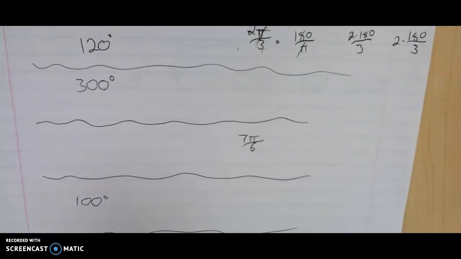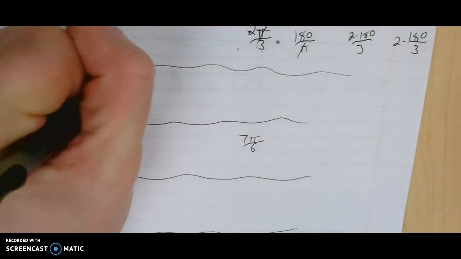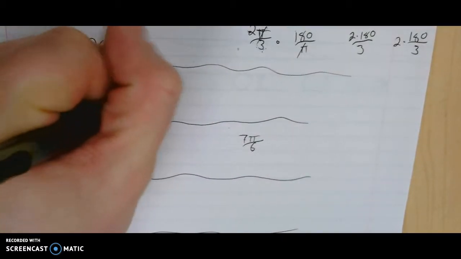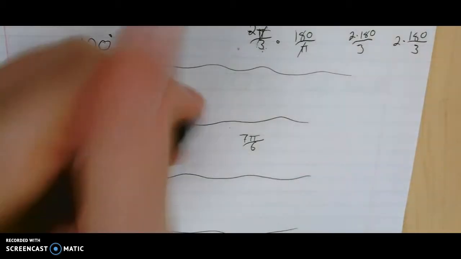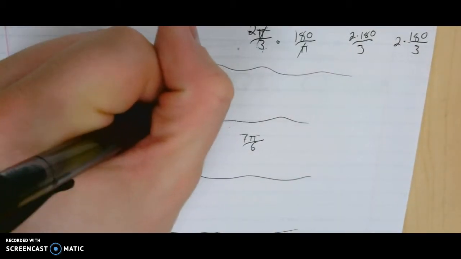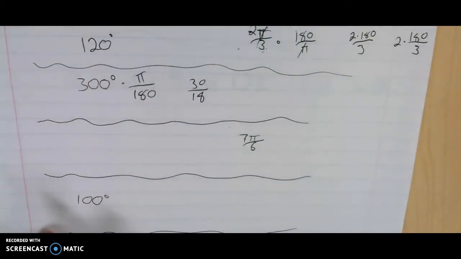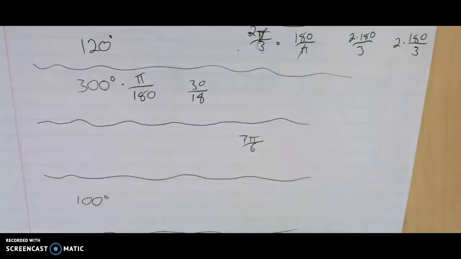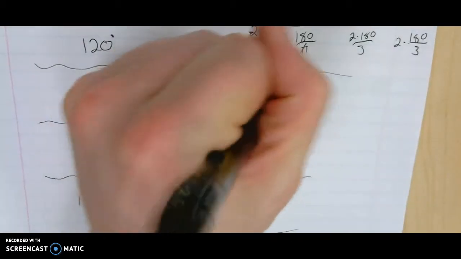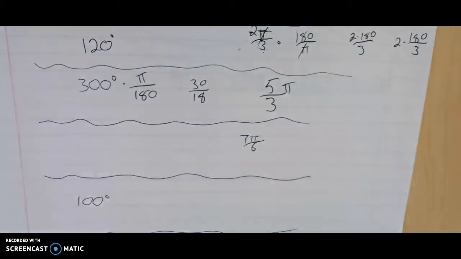All right, 300 degrees. To go from degrees to radians, we're going to throw pi up top, 180 down below. Essentially, I'm simplifying the fraction 30 over 18. Again, both reduce down by a factor of 6, and that would be 5 over 3, and we just have the pi joining along for the ride.